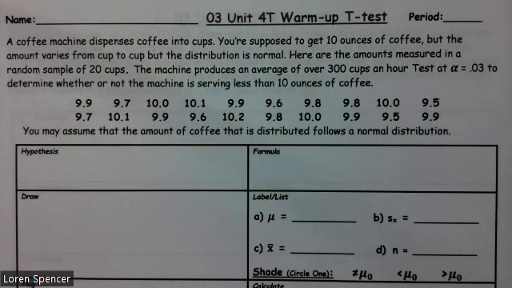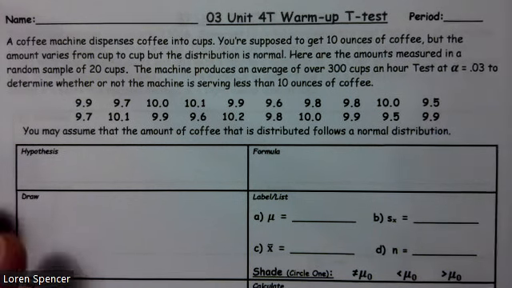We're going to go over running a t-test, and we're just going to begin with actually conducting it, not giving the conclusion. So a coffee machine dispenses coffee into cups. You're supposed to get 10 ounces of coffee.